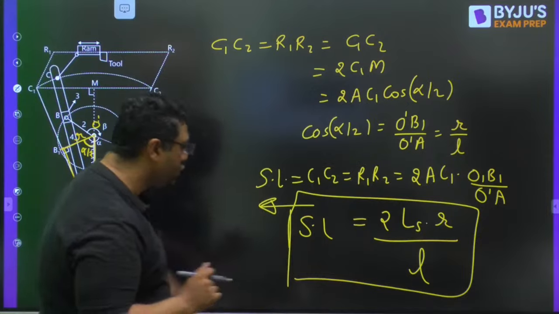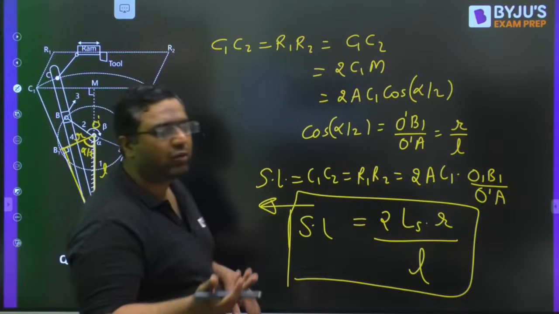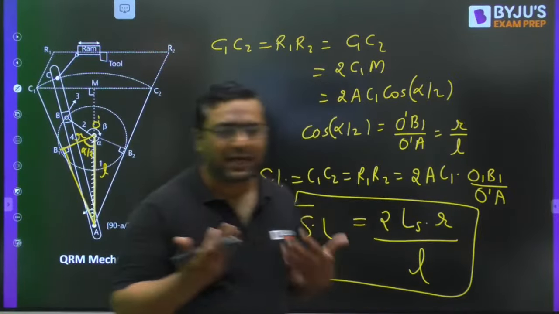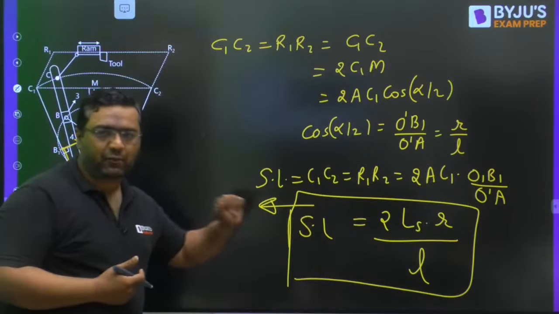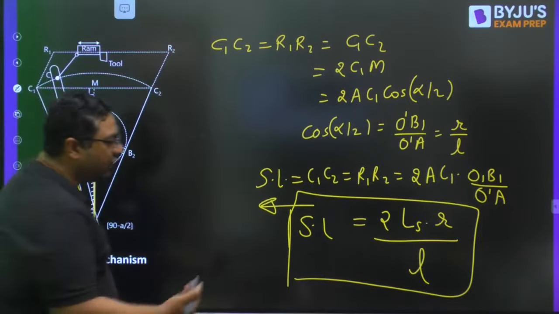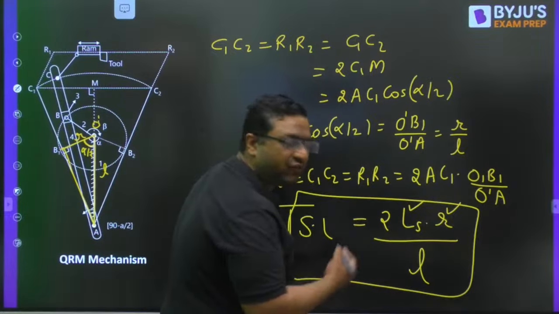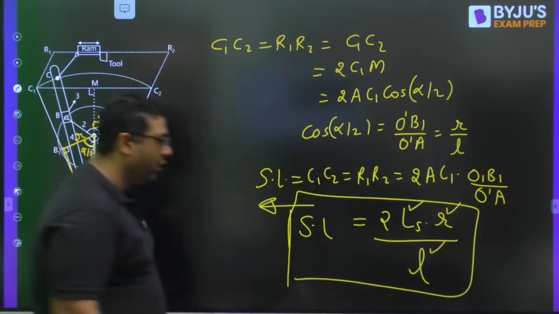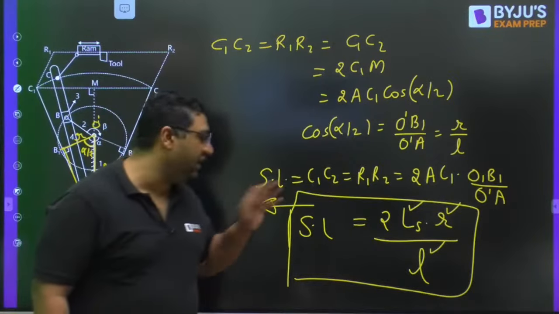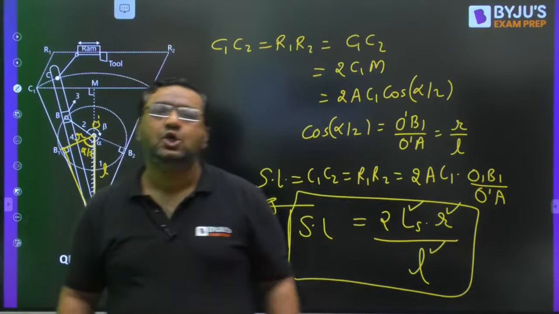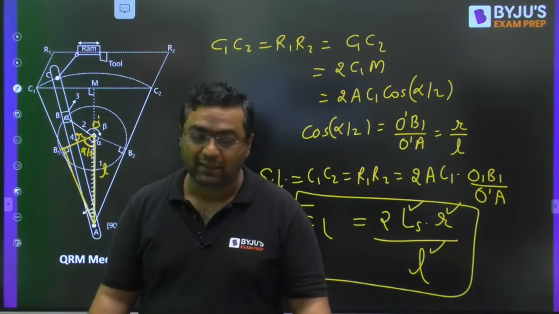Okay, so regarding stroke length, generally they ask about the quick return ratio, which I already told you, but still a question can come on this in an objective format. For that they will give you the length of the slotted bar, the radius of the crank, and the length of the connecting rod. Putting these values, you can definitely find the value of the stroke length. So my dear, this is how the stroke length can be calculated.